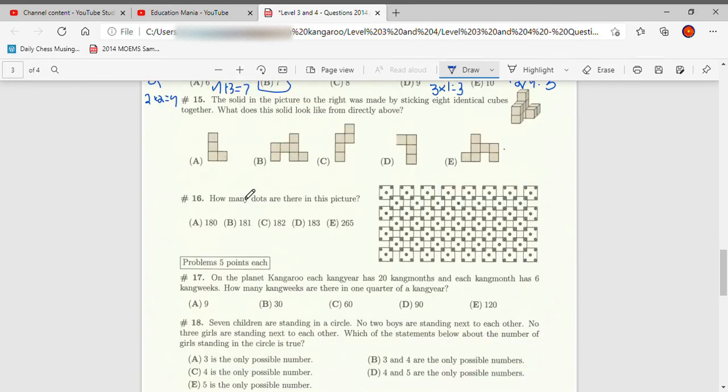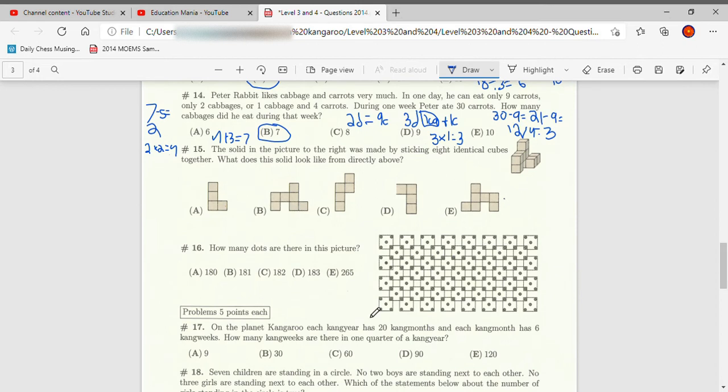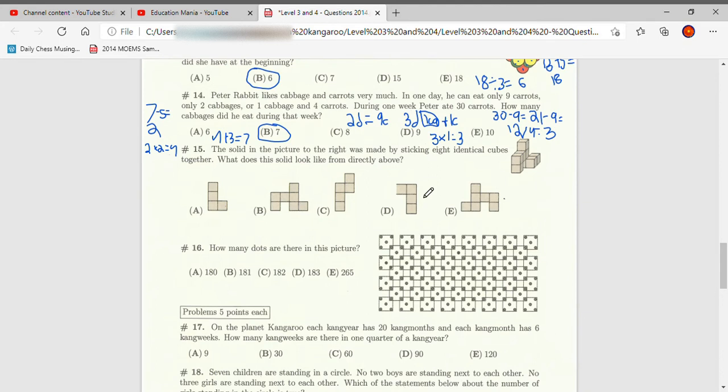15. The solid in the picture to the right was made by sticking 8 identical cubes together. What does the solid look like from directly above? So it can't be A because first of all there's 1, 2, 3, 4, 5 of the top surface things. So no A, meaning also no B. Can be C because there's 5. Cannot be D. And it cannot be E. So leaving us with only C.